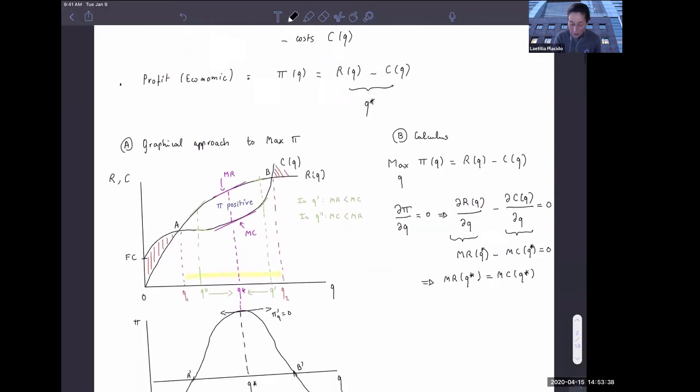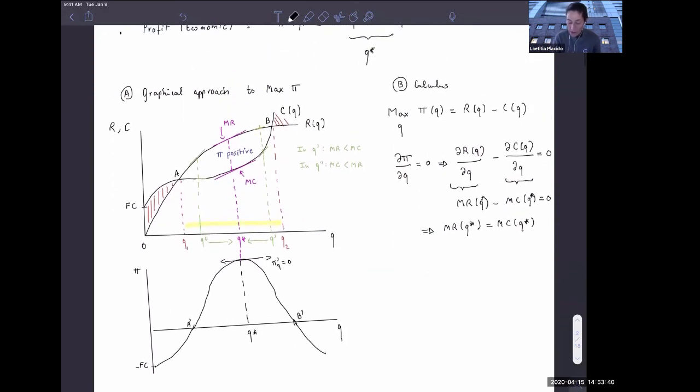The only difference between a price-taking firm and a price-making firm will be here, on the marginal revenue. So the value of the marginal revenue will have a specific value in the case of a price-taking firm and another value in the case of a monopolist.